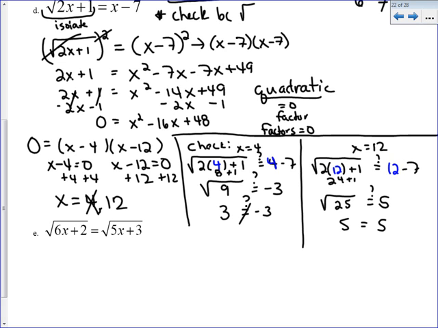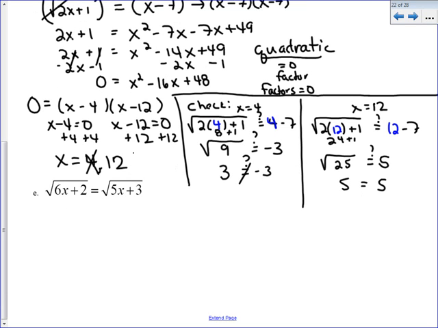Whew. Hate to do all that work and have no solution again. So the quadratic gave us 2 answers, but only one of them fit the domain for square roots. So the only answer that we'd write in the end is just that x equals 12. The 4 doesn't fit into this problem. Questions?